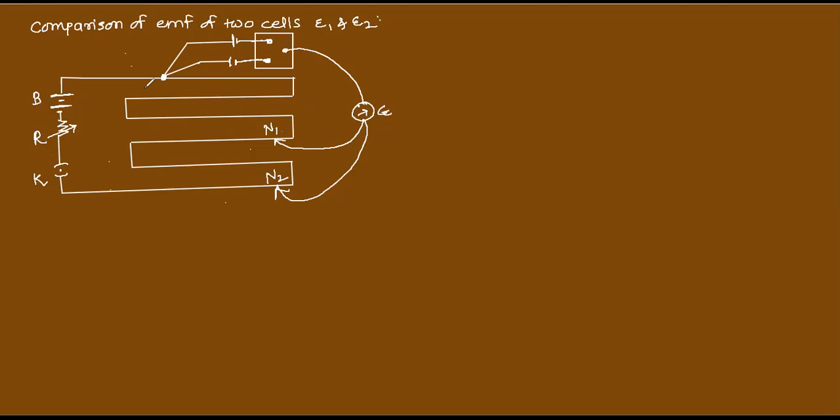Okay, give some points. This is point A. This cell is cell E1. This one is cell E2. This point is 1, this point is 2, and this one is 3. So let's see now. So first point, you understood the diagram, how to draw. You can draw this diagram.